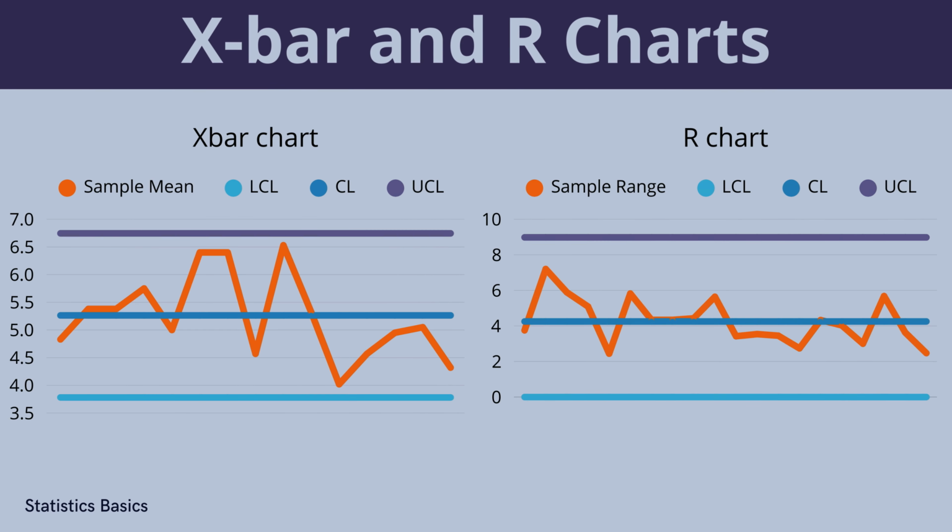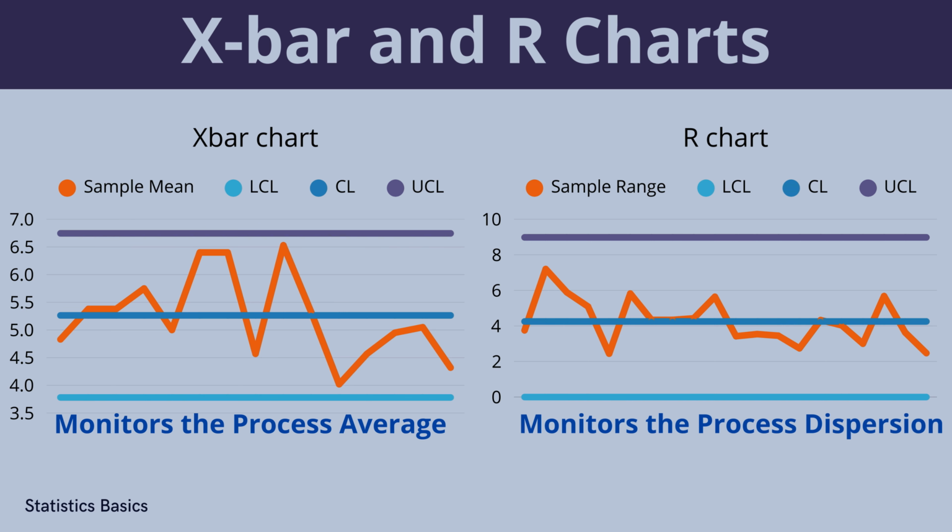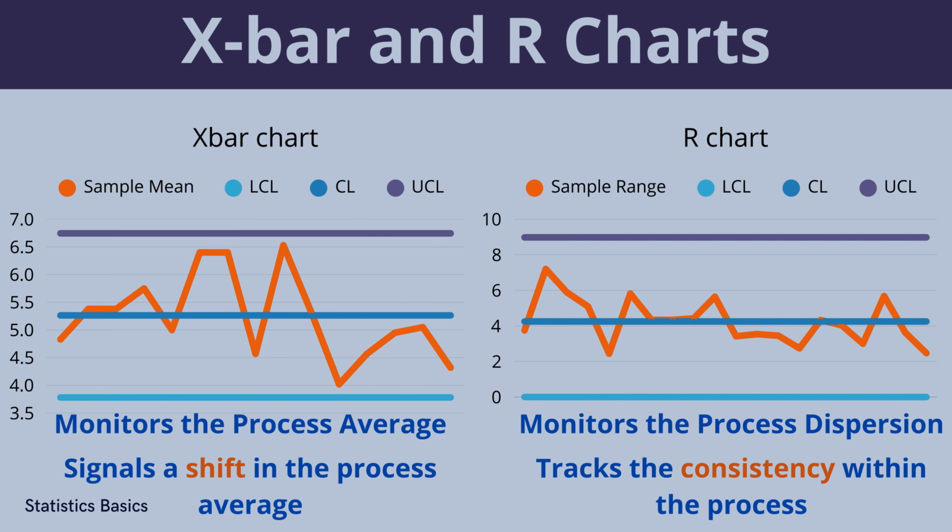While the X-bar chart monitors the process average, the R chart is used simultaneously to monitor the process dispersion or variability. The X-bar chart signals a shift in the process average, while the R chart tracks the consistency within the process. It is possible for the process average to remain well within the control limits even while the variation increases. This is why both charts are monitored simultaneously.